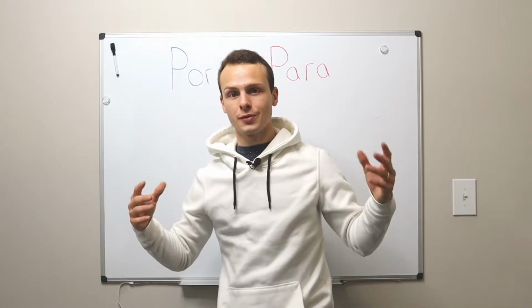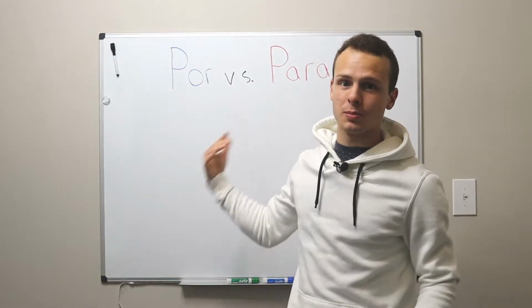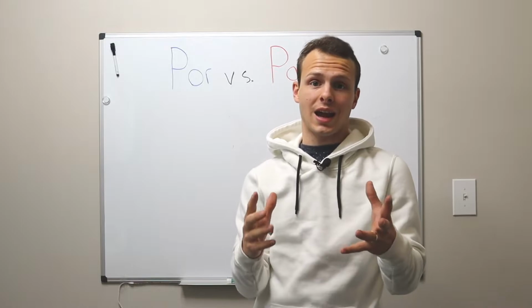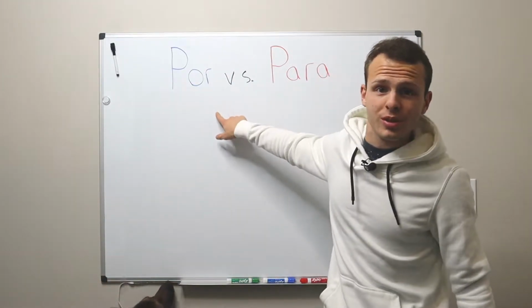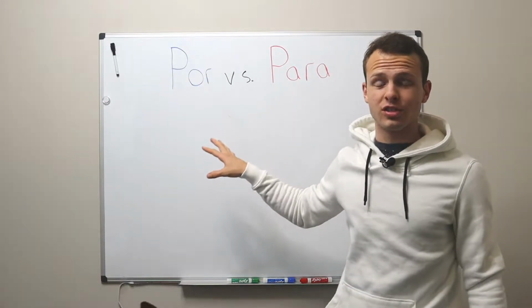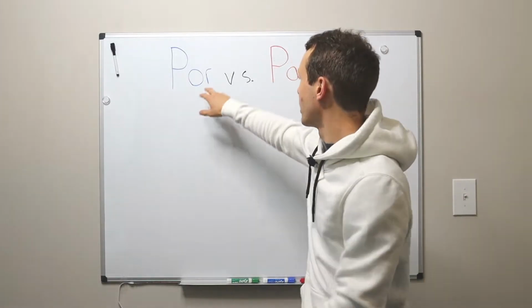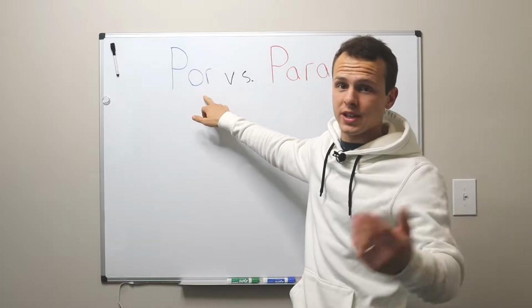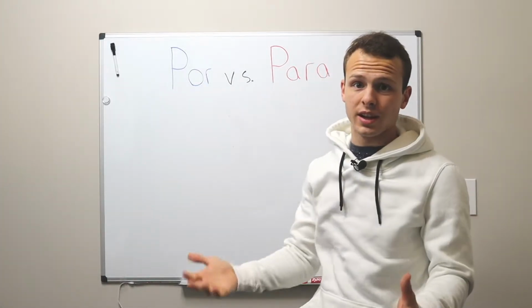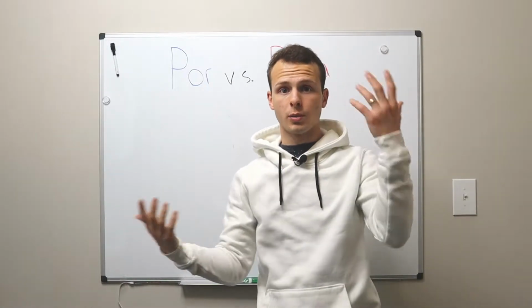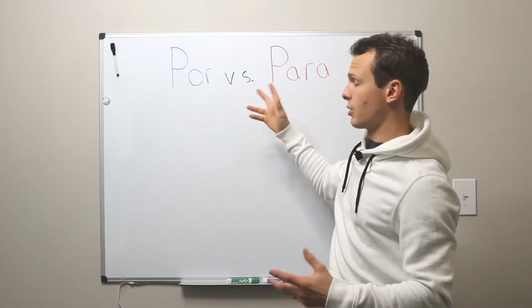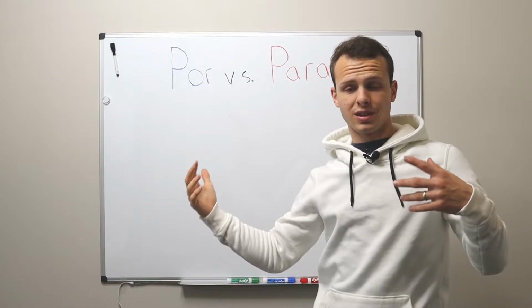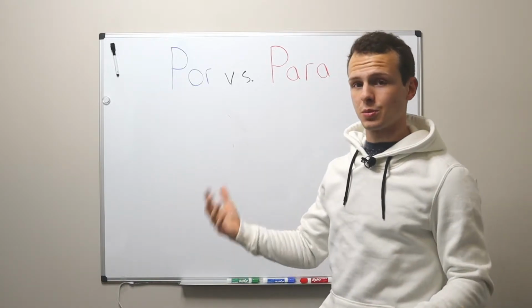So we're going to be talking about the difference between por and para in Spanish, and this is coming from somebody who has had to learn that themselves. So I've been through this before. I remember the frustration of not being able to understand what the difference was and in what circumstance to use each of these words, because in English we just use the word for most of these things. So having these two separate words and using them in different situations and meanings was pretty confusing.